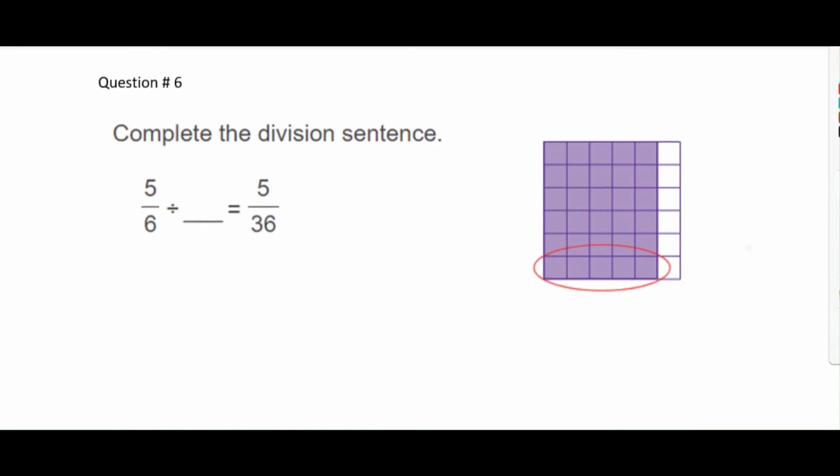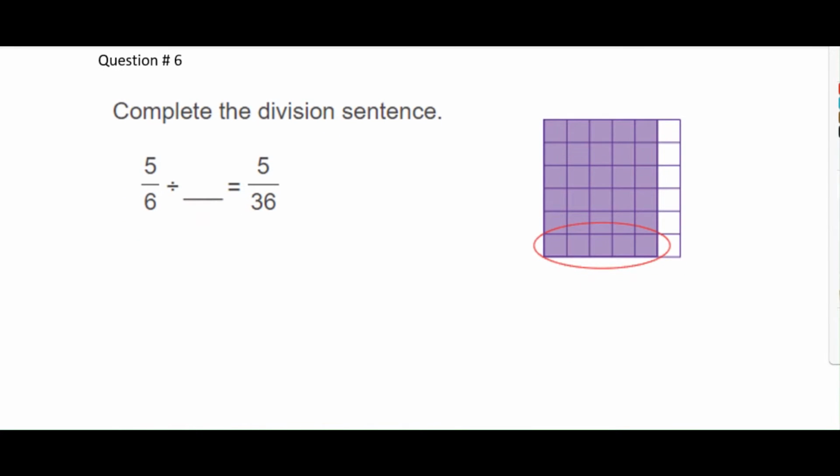Now let's look at number 6. So we want to complete the division sentence. So we have 5/6 divided by a number equals 5/36. So you have to know what division is. Division is repeated subtraction, or to break into groups, or to divide evenly, anything along those lines.